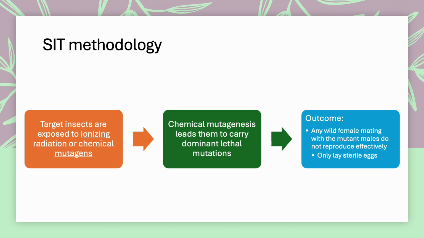SIT methodology consists of releasing insects that carry dominant lethal mutations in their reproductive cells. They obtain these dominant lethal mutations through treatment with ionizing radiation or chemical mutagens. Any wild female mating with the released males do not reproduce and only lay sterile eggs.